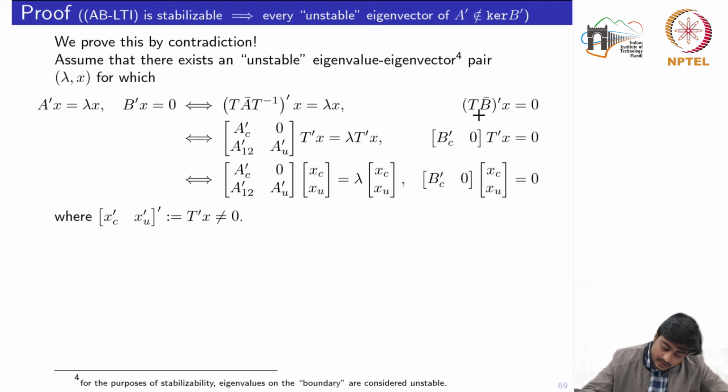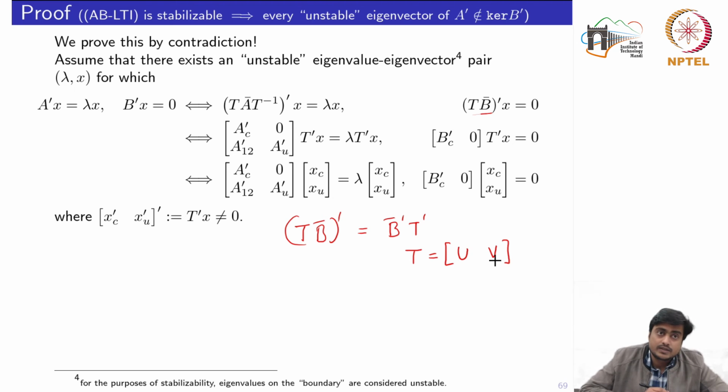Okay. Now note that here I can write. So first of all, see this one. We have this TB bar transpose, which I can write as B bar transpose and T transpose. Okay, now if you recall, we have represented T as U as this matrix, where we know that B bar is your BC transpose and 0. So I can write this part as equal to this part, which is again equal to 0.